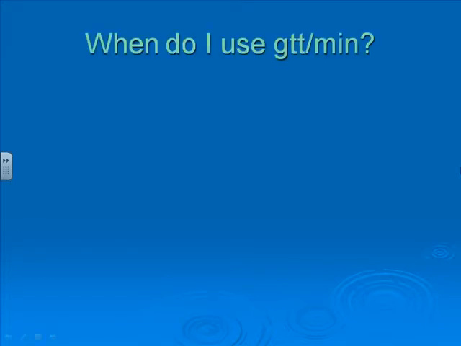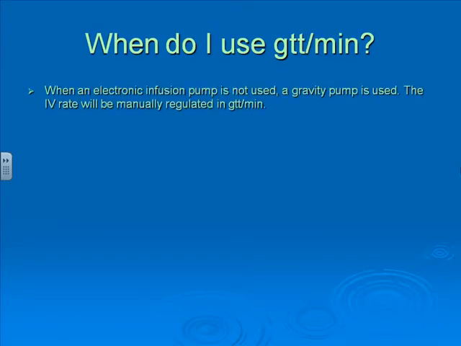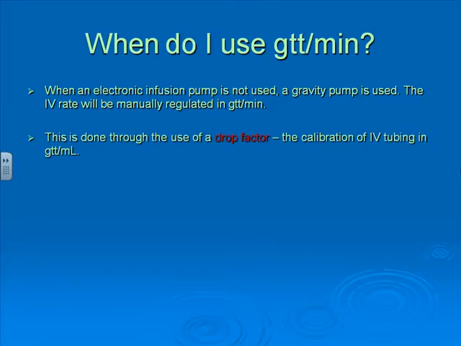Now sometimes we're going to have to use drops per minute. Anytime the electronic infusion pump isn't used, we're going to have to use a gravity pump. The gravity pumps are manually regulated in drops per minute. They're regulated through the use of a drop factor. That's the calibration of the IV tubing, and it's always measured in drops per milliliter. It literally means how many drops I'm cutting up that milliliter.